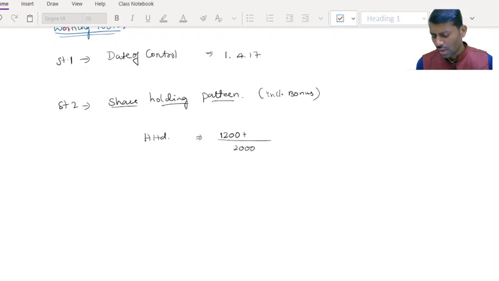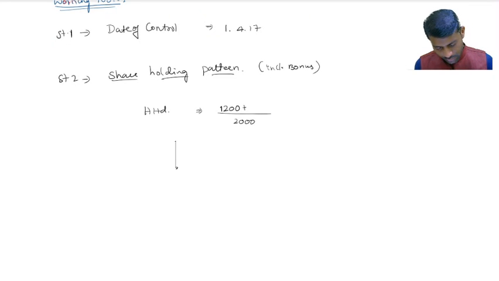Out of that, how much bonus issue have they given? One equity share for every 3 held. So that means this 2,000 shares is 3 plus 1, 4 shares. So the bonus shares is equal to 2,000 into 1 by 4, which is 500 shares.